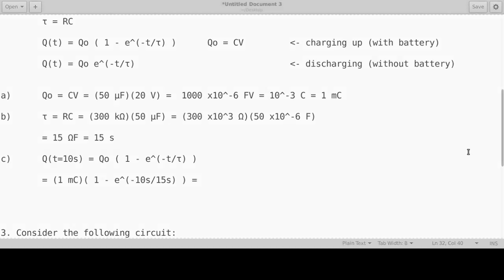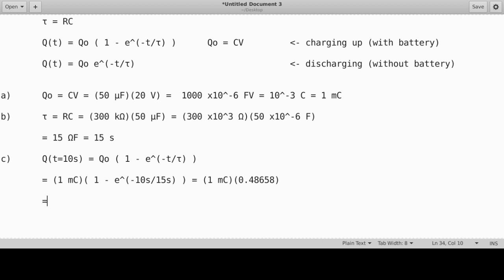Well, let me do that on my calculator here. So I've got 1 minus e to the exponent negative 10 divided by 15, close brackets, equals, and just change modes here so that it's easier to read. There we go. It's going to equal this. Okay. So it's going to be 1 microcoulomb multiplied by that number there like that.